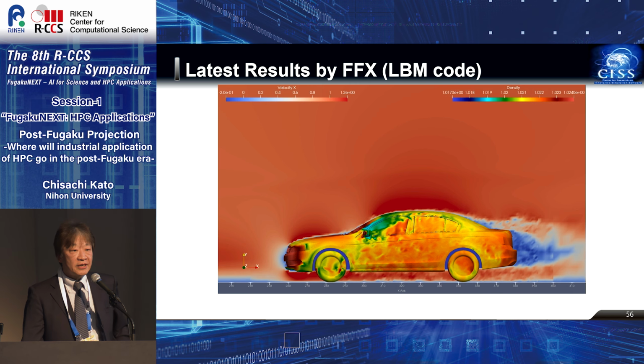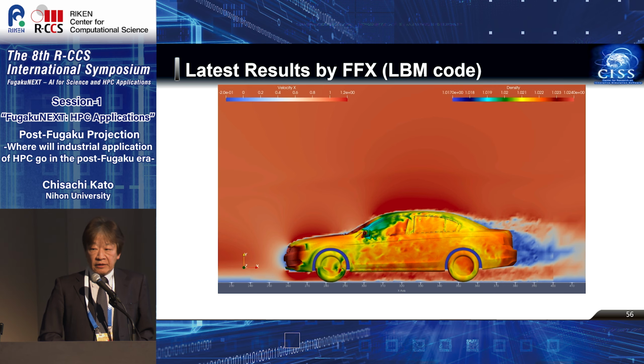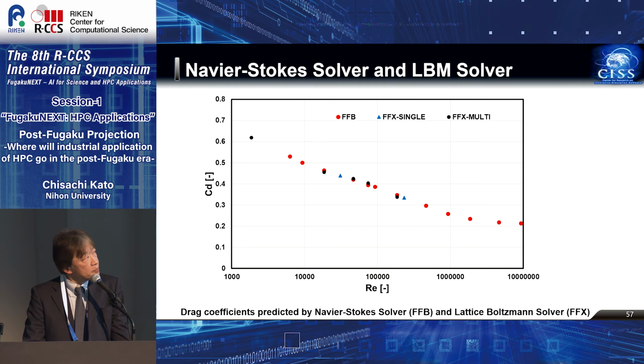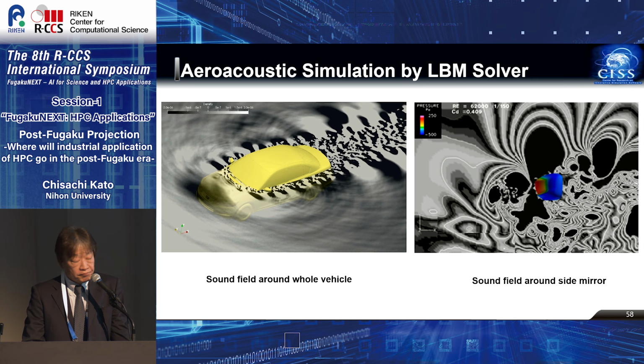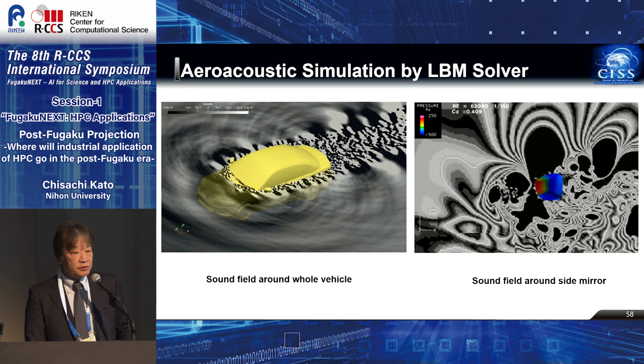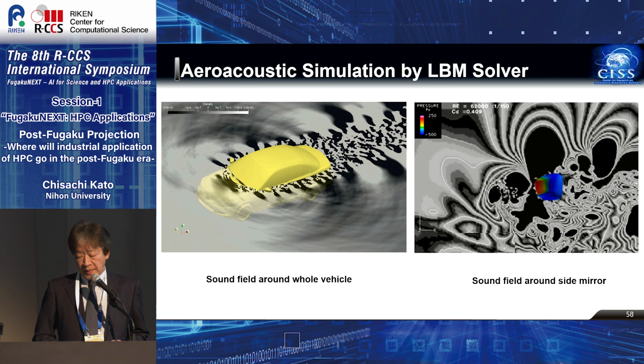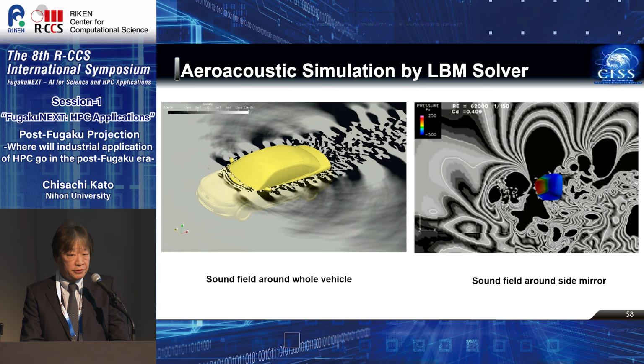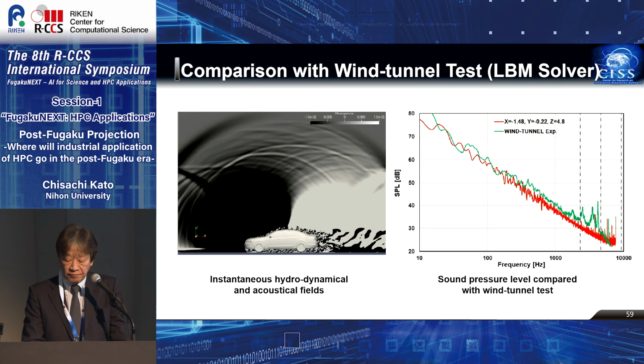Now we are doing that by the lattice-Boltzmann method. The grid that we have used for this particular simulation is about 0.6 trillion, or 600 billion. And this is acoustic waves generated around the car. In this case, particularly the A-pillar and the side mirror produce large noise. Comparison between the wind tunnel test and the predicted sound spectrum is shown on the right.